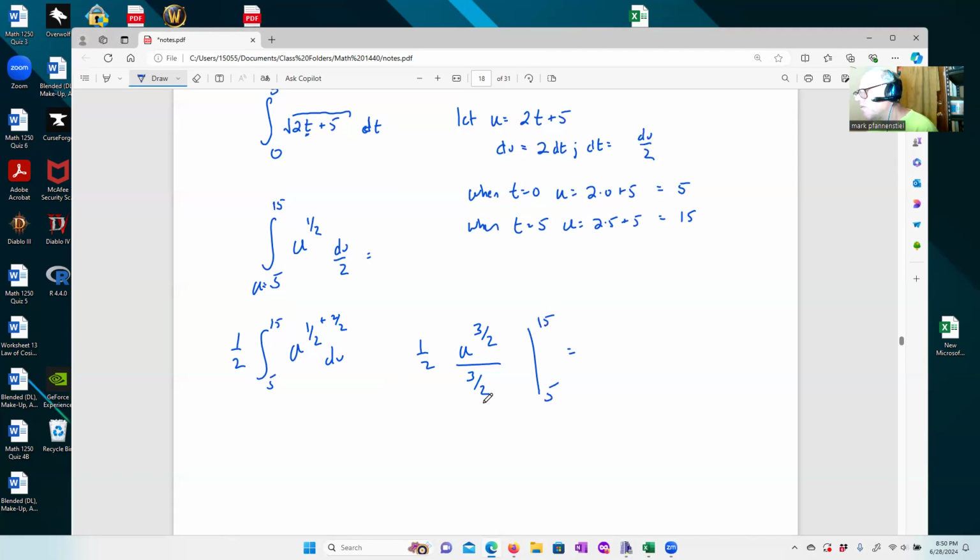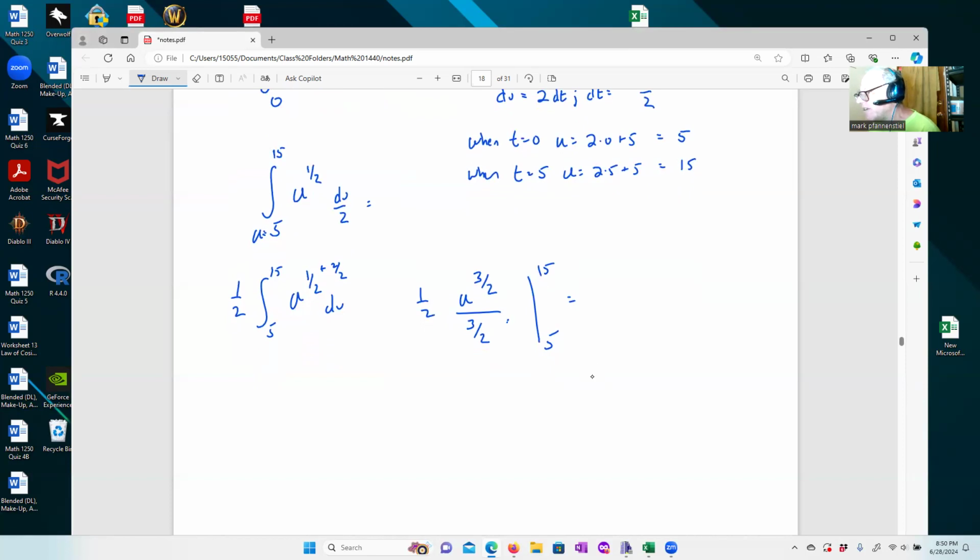Right? So we have to clean this up a little bit. Dividing by 3/2 is multiplying by 2/3. So this stuff all cancels. That's the whole point. This 1/2 and this 2 up here cancel out. So we end up with 1/3 u to the 3/2 from 5 to 15.